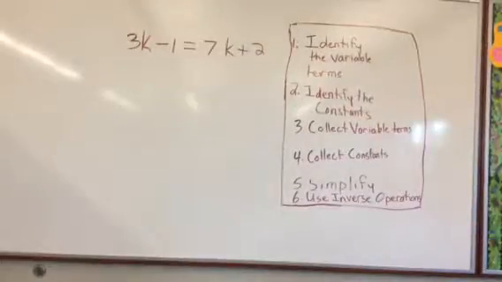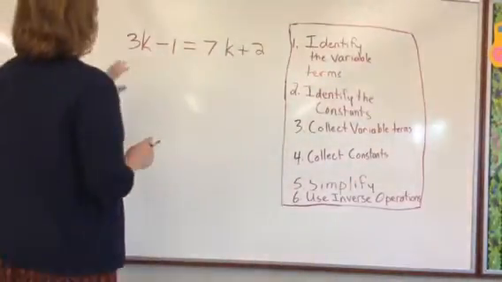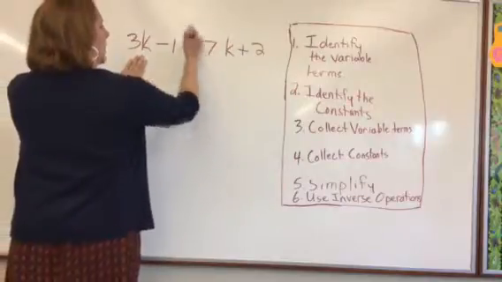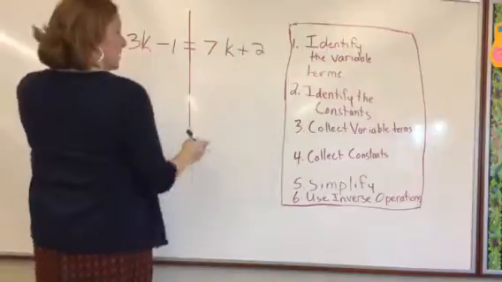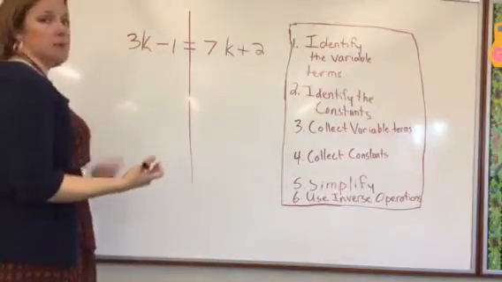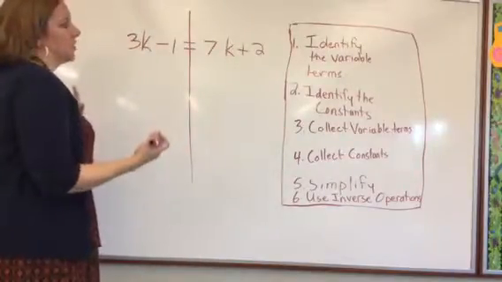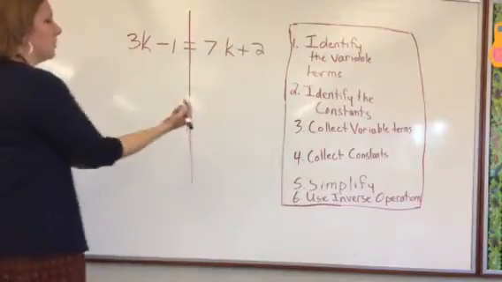We're going to look at another example of a multi-step equation that has variables on both sides of the equal sign. But this time we also have constants on both sides of the equal sign. This is just another example so that you can get a little bit of extra practice. So we're going to follow the same steps that we followed the last time.